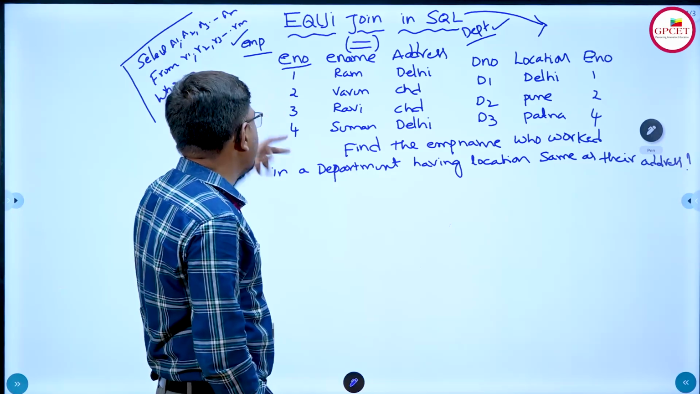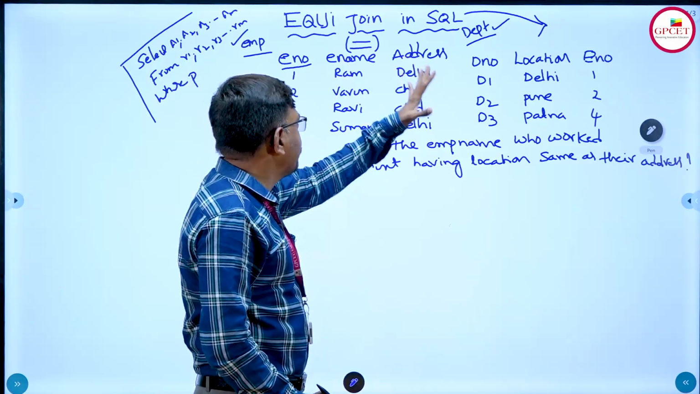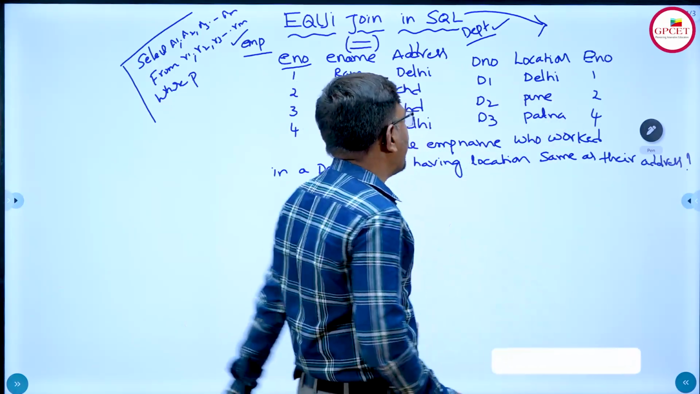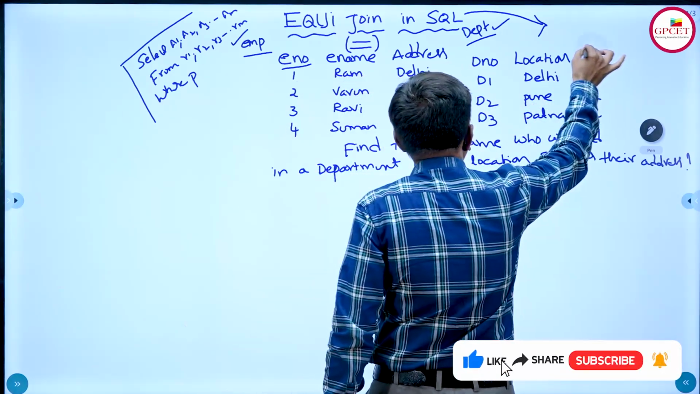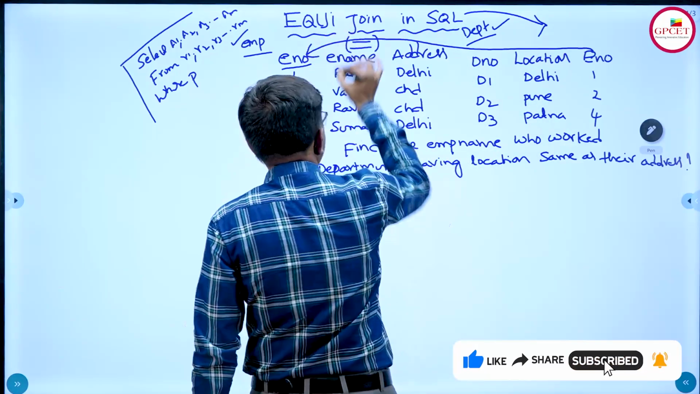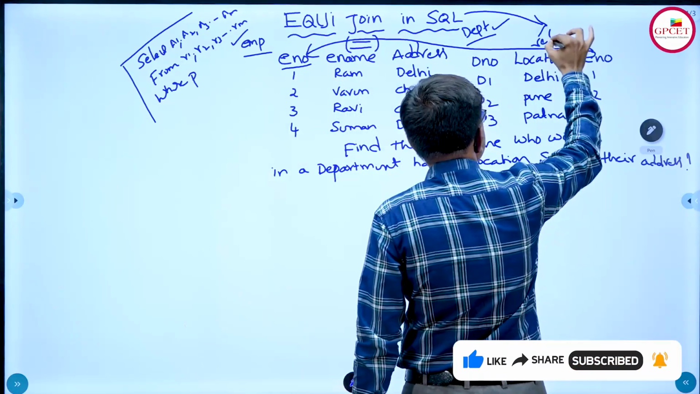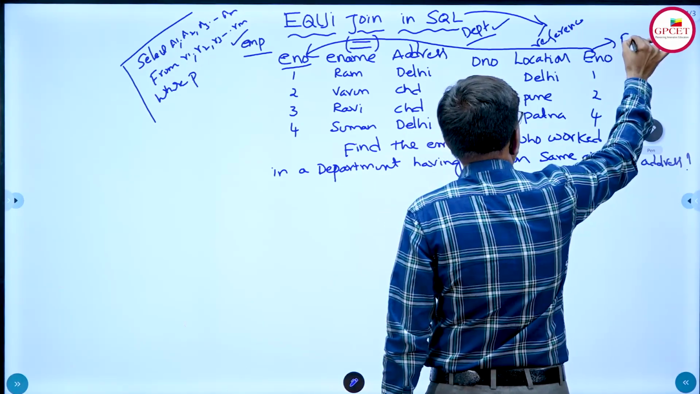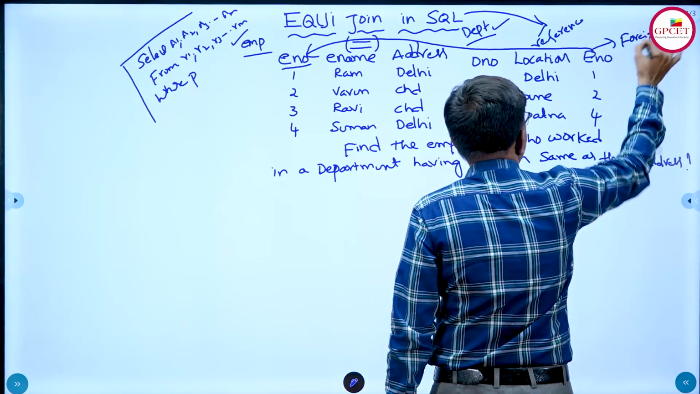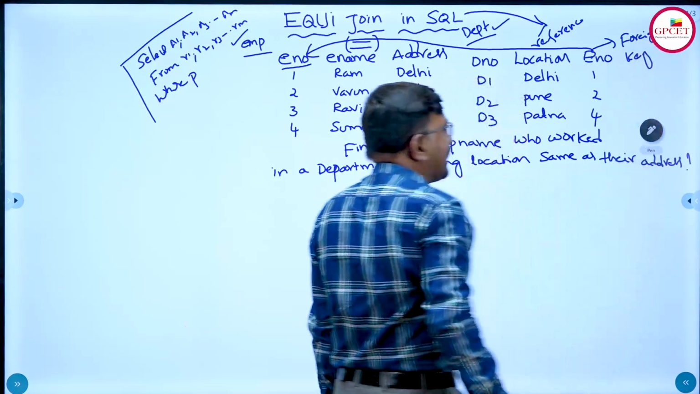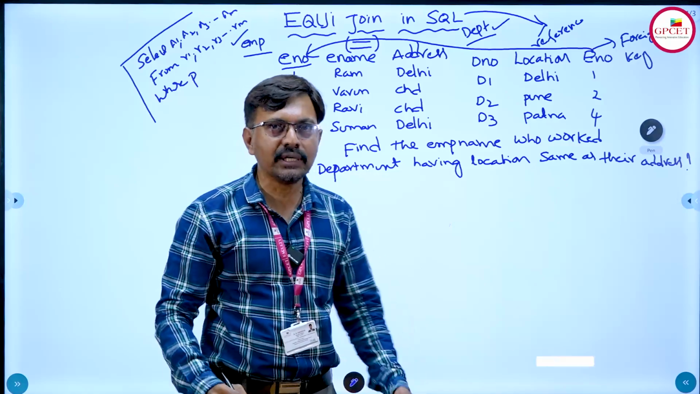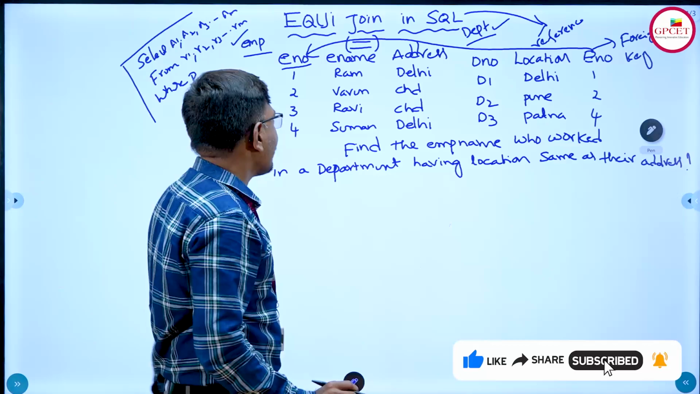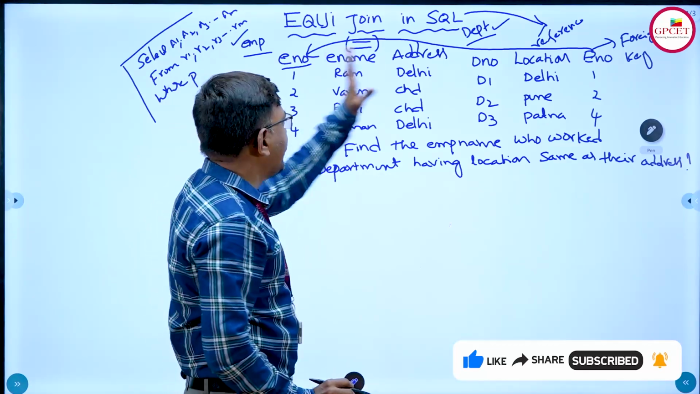Here we have employee numbers 1, 2, 3, 4, then employee name and address. In the department table, we have department number, location and employee number. In the department table, employee number references the employee table. This reference is nothing but a foreign key. You need not bother about how a foreign key works or its syntax; we will see that in further classes. Clear? Employee table and department table.